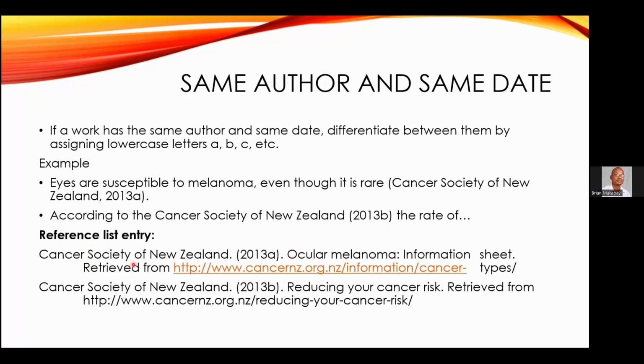And you can clearly see the reference list: one of 2013A is on the ocular melanoma information sheet, retrieved from that. And then 2013B is reducing your cancer risk. So these are basically different papers produced by the same author, here a group of authors, but it can also be individual authors in the same year. So the same date simply means the same year.